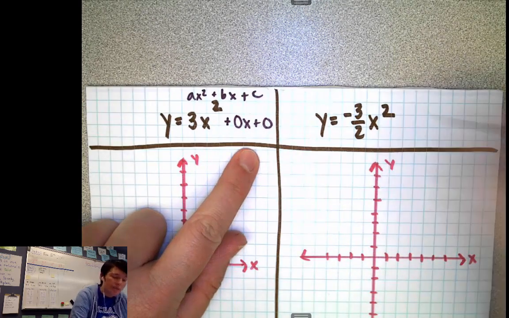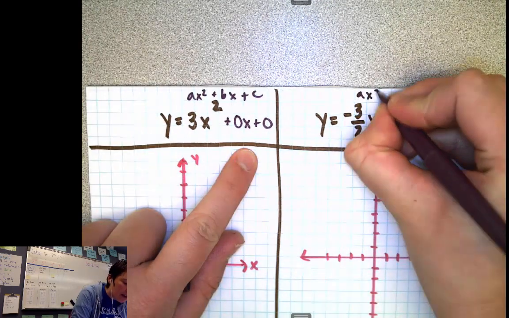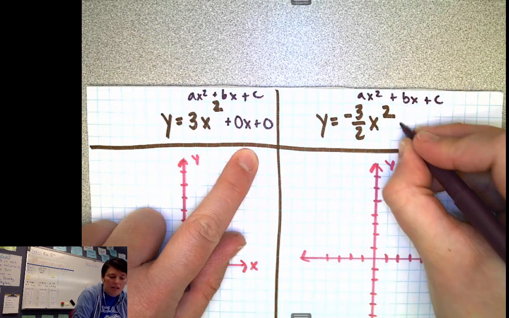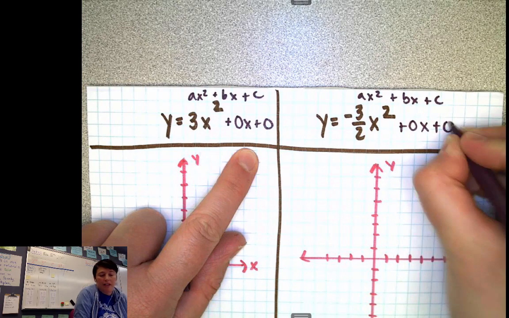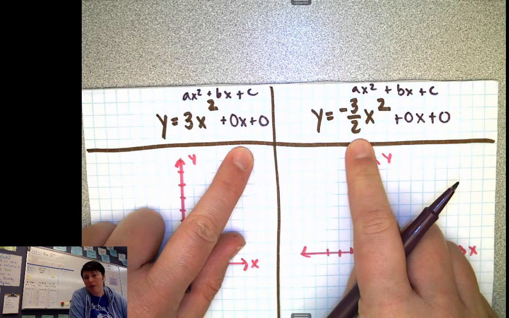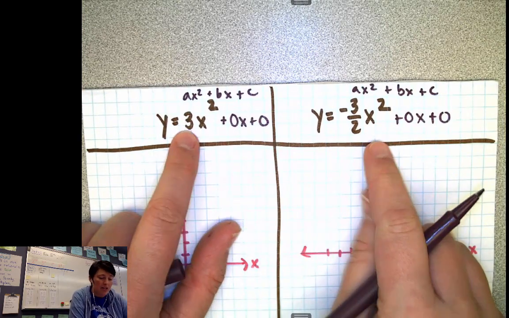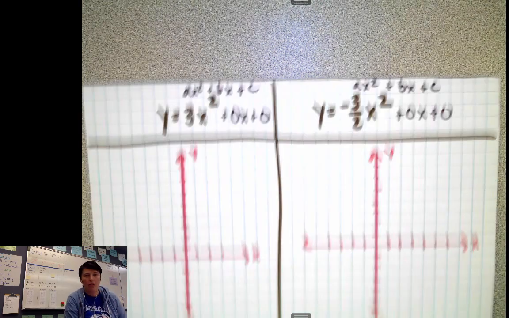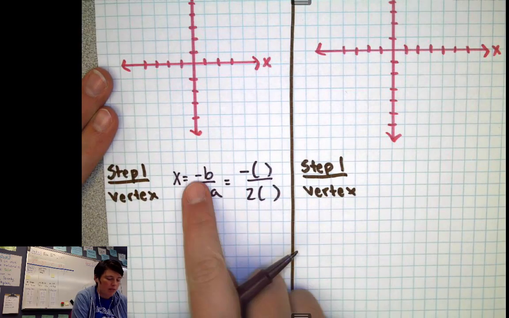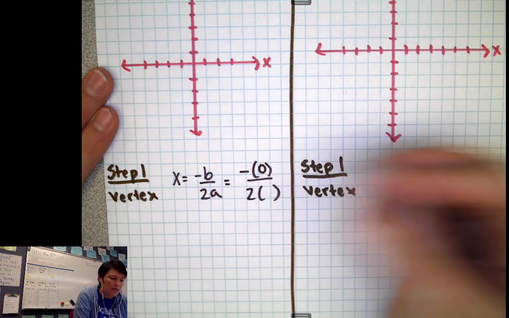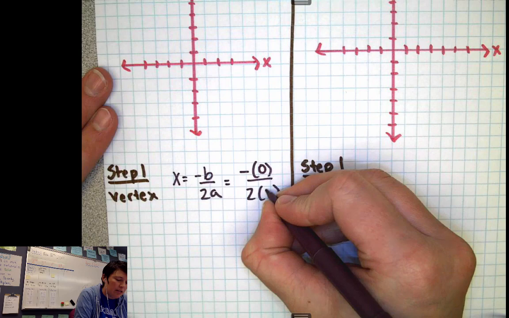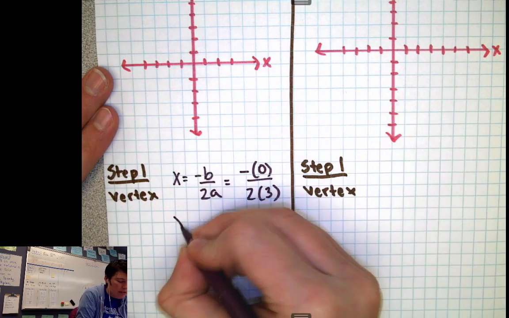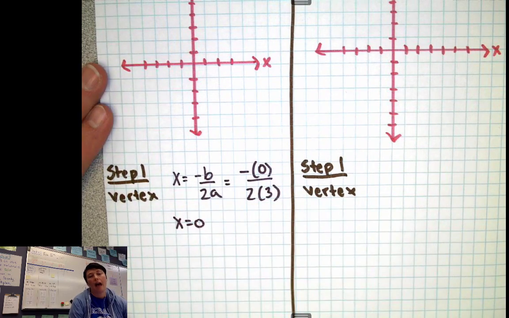And if you look at the other equation, it's the same story. Ax squared plus bx plus c. There is no bx plus c. It's 0x plus 0. Now the a is there. It's negative 3 halves. We do have a's. We have a equals 3 and a equals negative 3 halves, but we don't have b's and c's. So when I go to do my equation, negative b over 2a, negative b is going to be negative 0 over 2 times a, which is 3. But 0 divided by anything is going to be 0. So our vertex is happening at 0.